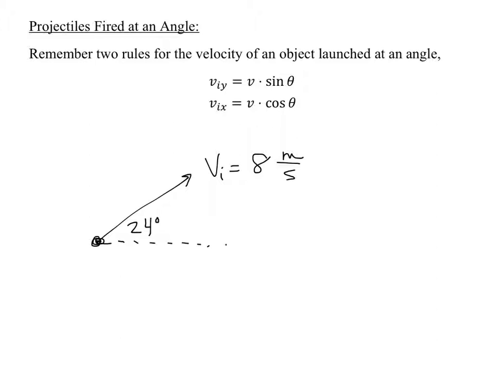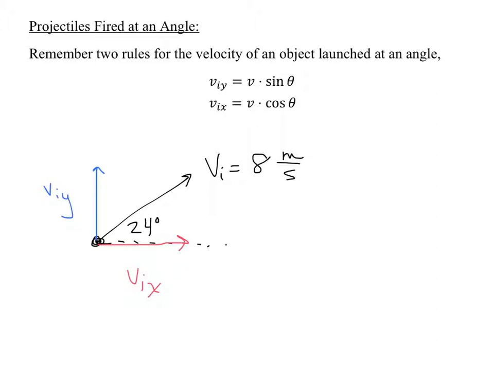So here, as Paul mentioned, the angle 24 degrees is far less than 45. So we should see more of a VIX than a VIY. All right? So let's go ahead and figure those out. So this is what VIX really is. VIX is like a vector along the x direction. VIY is like this vector along the y direction.